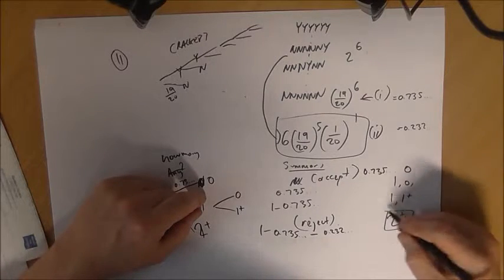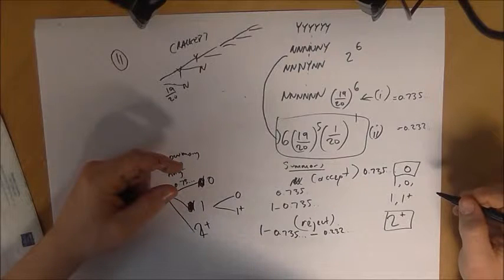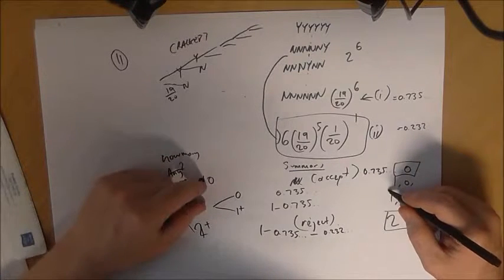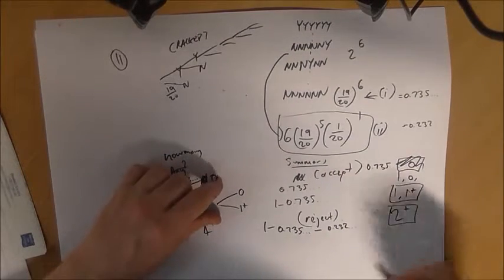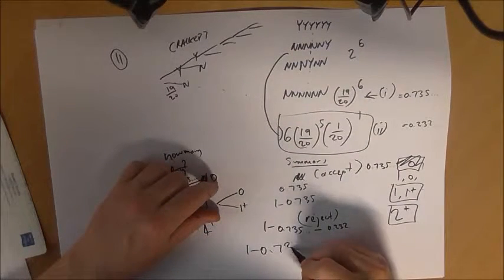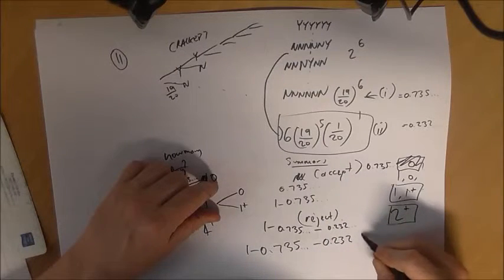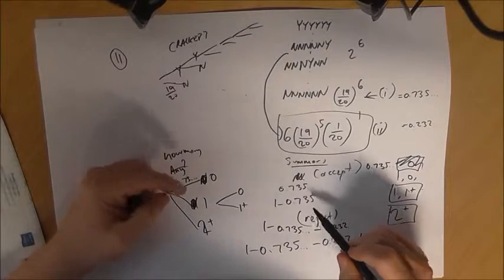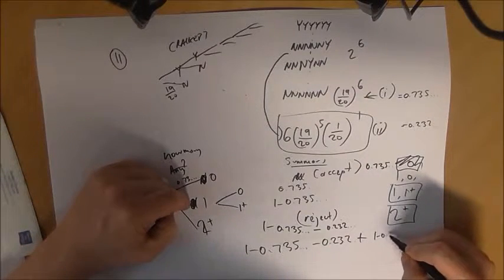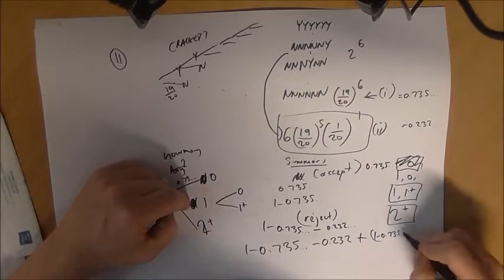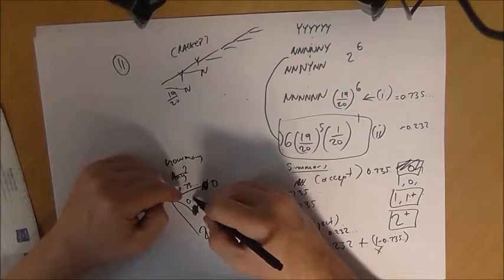It's this one, and so hold on, sorry, it's this one and this one. So it's 1 minus 0.735 minus 0.732, that's this, plus the probability for these, so that's 1 minus 0.735 times whatever that was. What's the probability of exactly 1? 0.232.